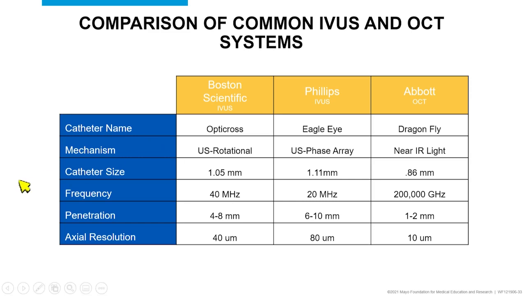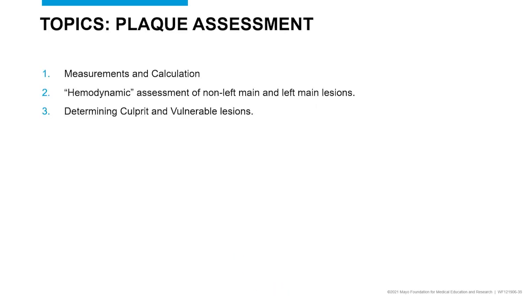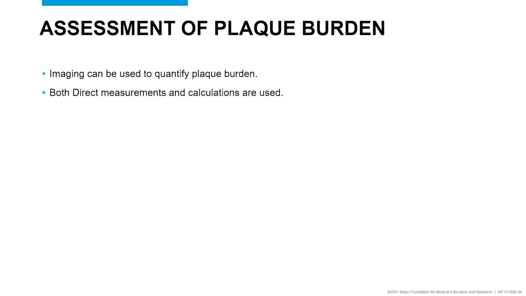So just to, again, compare the varying systems that are available, there's a Boston Scientific device, there's a Philips device, and the Abbott device. And this is a rotational IVUS. This is a phased array IVUS. This relies on near-infrared light. There are obviously differences in catheter size and frequency, and correspondingly, there's a difference in penetration and axial resolution, as we've already discussed. So moving on to plaque assessment.